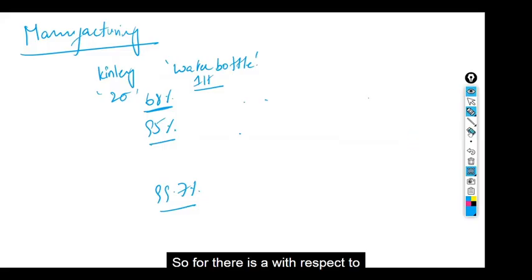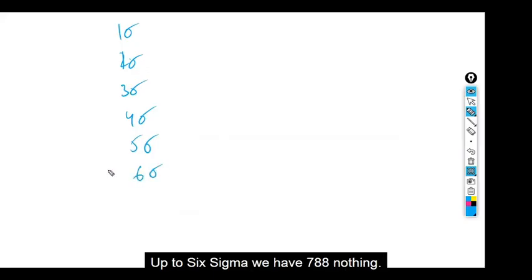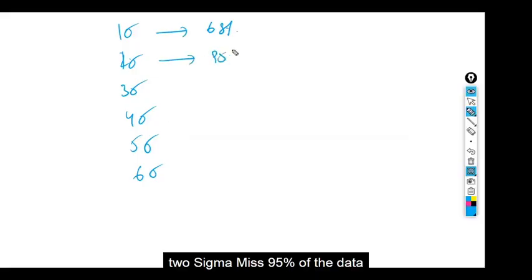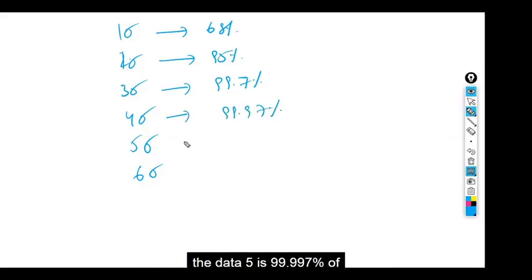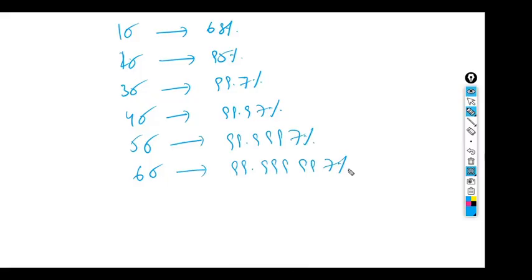So there are 1 sigma companies, 2 sigma, 3 sigma, 4 sigma, 5 sigma, and 6 sigma. Up to 6 sigma we have; 7 and 8, nothing is there. Only up to 6. 1 sigma means 68% of the data. 2 sigma means 95% of the data. 3 sigma means 99.7% of the data. 4 means 99.97% of the data. 5 means 99.997% of the data. 6 sigma means 99.99997% of the data.